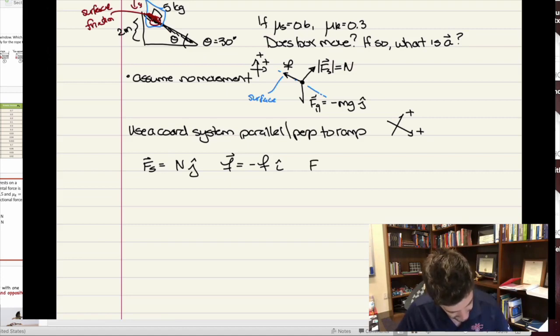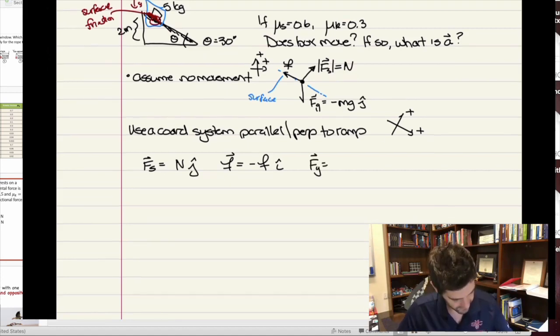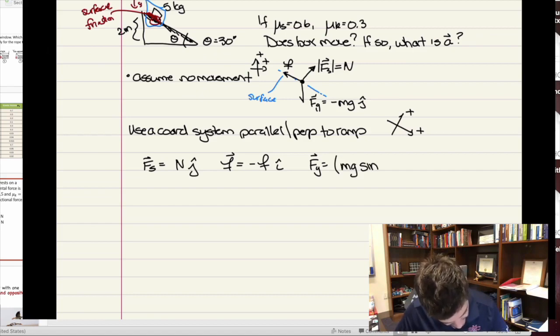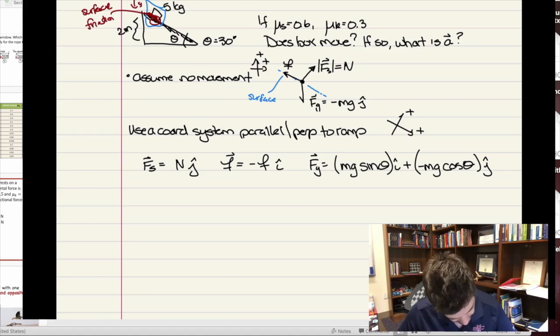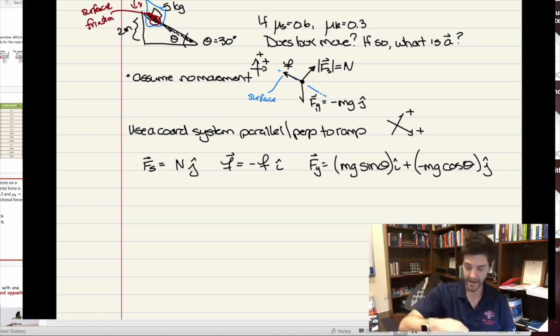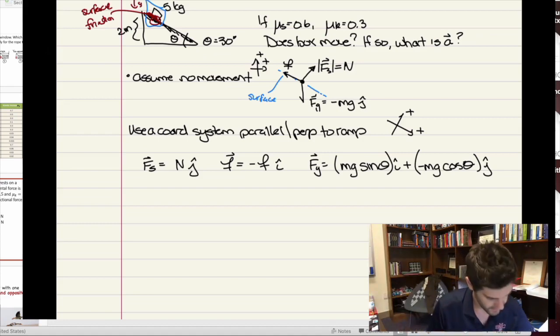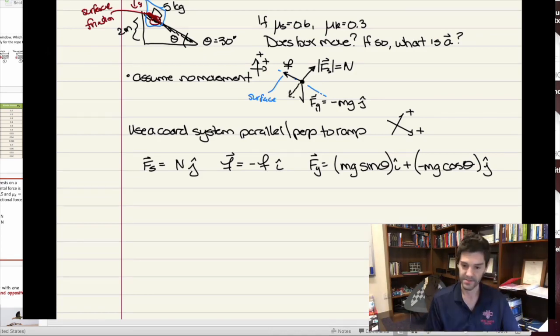And then in this case, this is the one instance where gravity now has two components. The part along the ramp is mg sine theta i, and then the part that is perpendicular to the ramp is minus mg cosine theta j. Minus because it's pointing down into the ramp. It is pointing more in this direction, which is the negative direction.